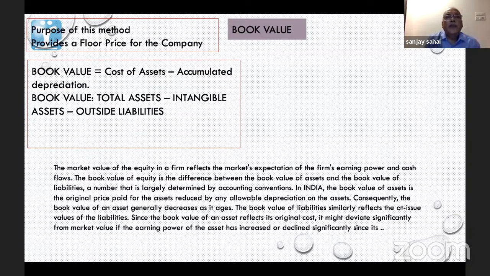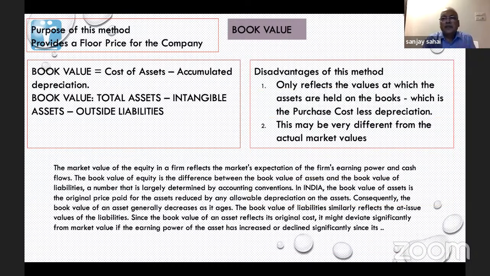Now, what is the purpose of this? If it is a very low price, a price at which nobody will ever agree to sell the company, what is the benefit of this? The benefit is that it is going to be the floor price. It means the value cannot be lower than this. This is the minimum price at which this company can be sold.